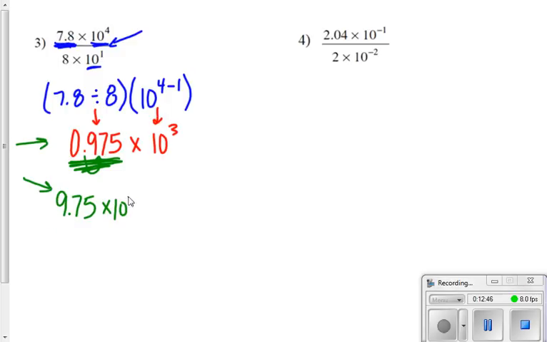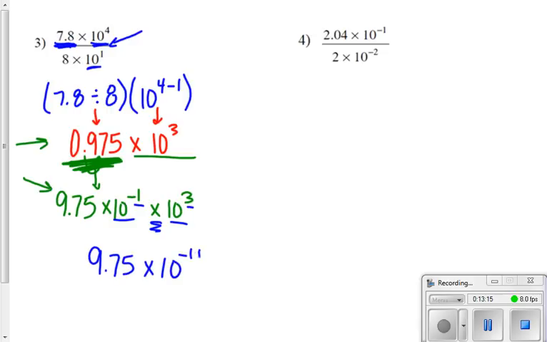Now, you're still not finished. Basically what you did here is you took this here and put it into scientific notation. You still have this times 10 to the 3rd power. Think about this one here. Same base, multiply, add those exponents. So you will have 9.75 times 10, and you'd have negative 1 plus 3. Add the exponents. We get 9.75 times 10 to the 2nd power.